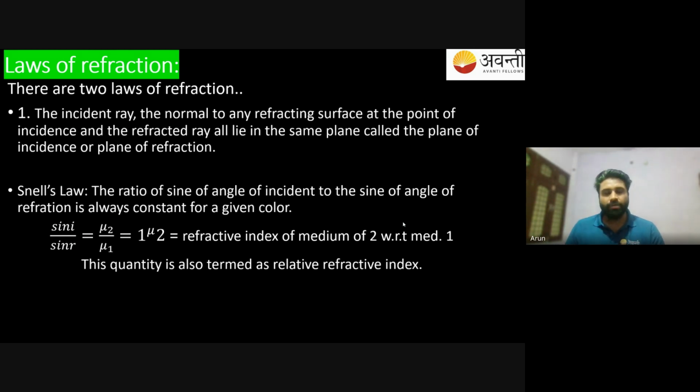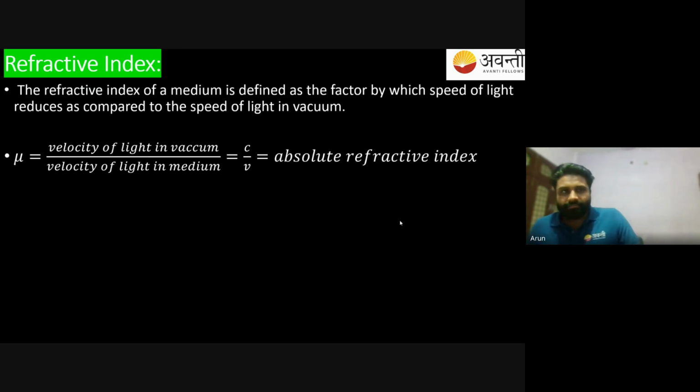So you have to keep learning it, like how it is pronounced. 1 mu 2 means refractive index of medium 2 with respect to medium 1. This is also termed as the relative refractive index. Okay, got it?